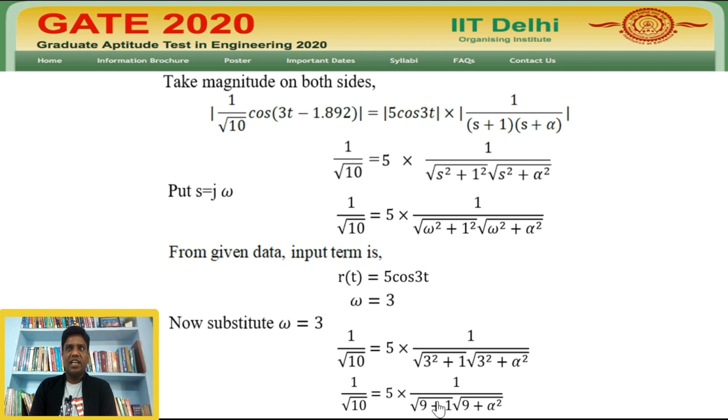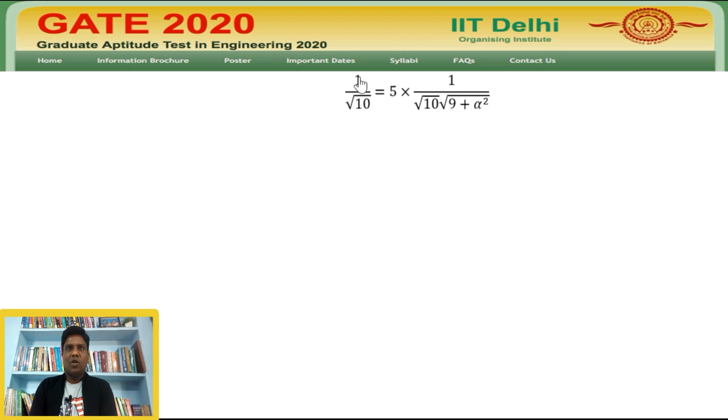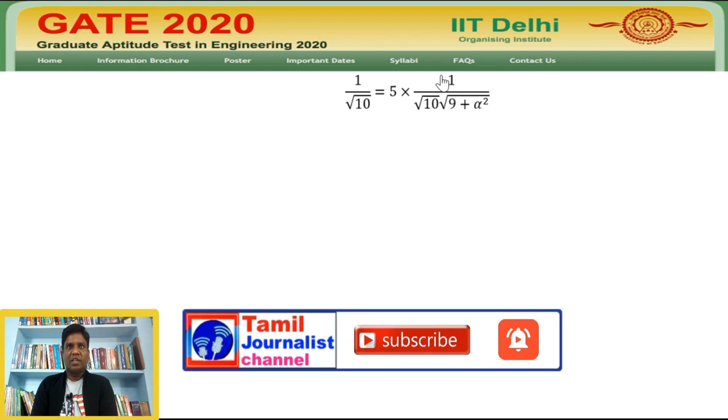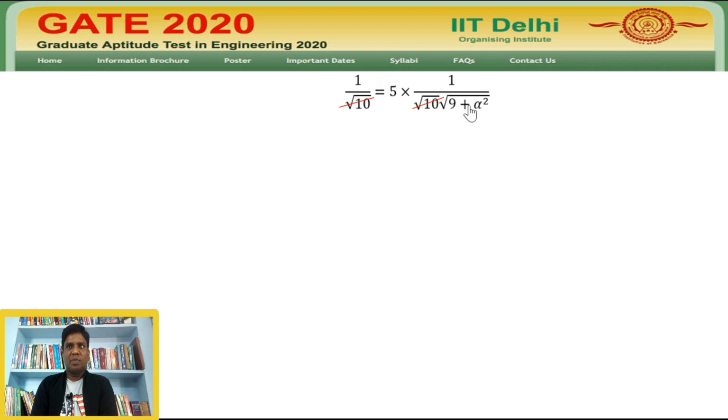In the right hand side, the second term denominator root of 9 plus 1 is root 10. Then the equation will be 1 divided by root 10 equal to 5 into 1 divided by root 10 into the root of 9 plus alpha square. In this equation, the left hand side denominator root 10 and the right hand side denominator root 10 will get cancelled to each other. And also do the cross multiplication of the right hand side denominator into the left hand side. After that the equation will be the root of 9 plus alpha square equal to 5.